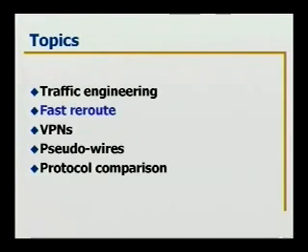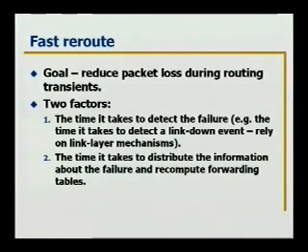So as with traffic engineering, the problem of fast reroute is not a new problem. What happens is that if there is a failure in a network, it will take a while until the failure will be detected and until everybody else will find out about the failure and recompute their forwarding path. So in the meantime, the traffic is going to get lost. So the goal is to minimize the time during which there is packet loss during routing transient.